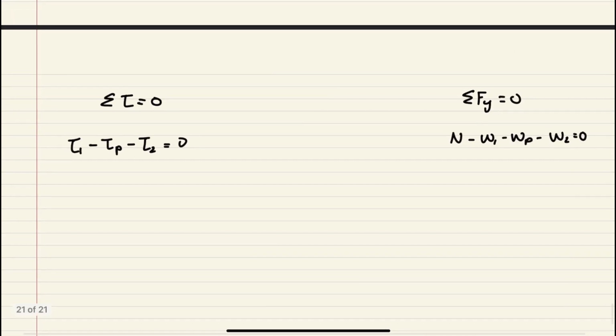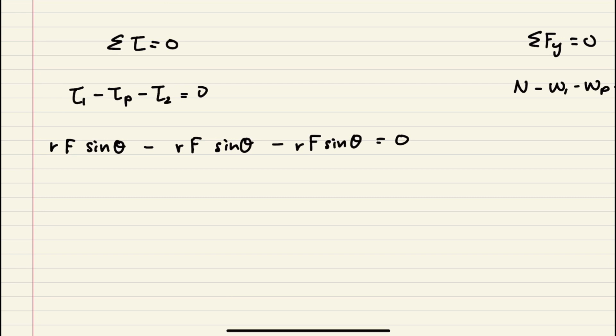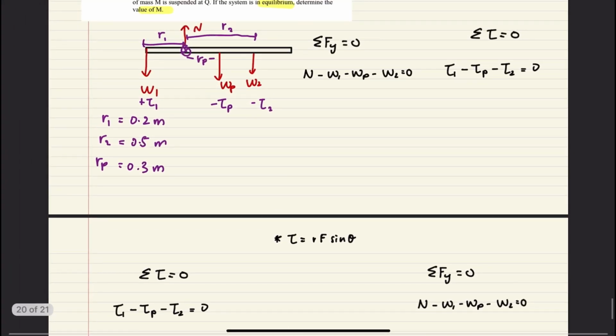Okay, so if you guys still remember, torque is equal to R F sine theta. So if you have 3 torques over here, basically you have to write 3 times R F sine theta minus R F sine theta minus R F sine theta equals 0. But each one of these represents a different F, right? Different force. Like for example, torque 1 comes from the weight 1 force, like this one.